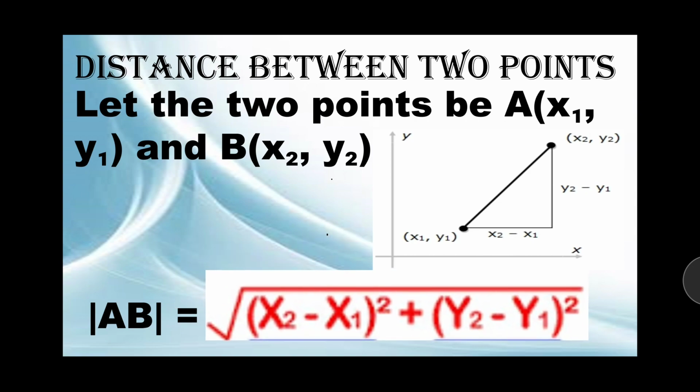This is a simple formula to find the distance between 2 points. So just fix in the values of x2 and x1 and y2 and y1, as you can see on the Cartesian plane, and that gives you your distance between 2 points. Good.